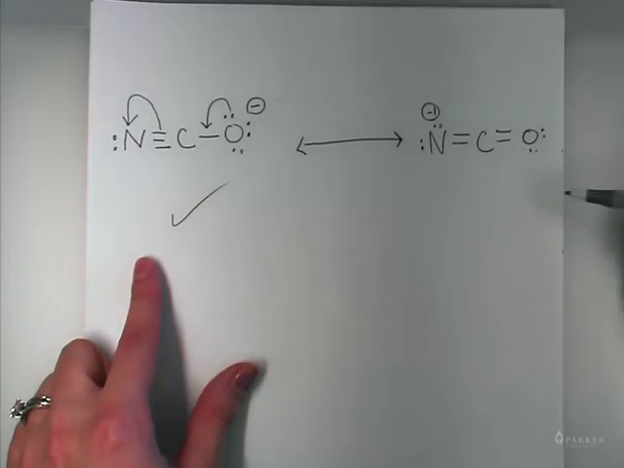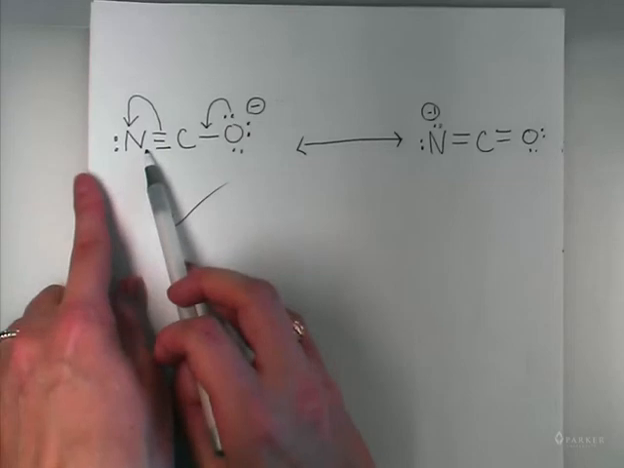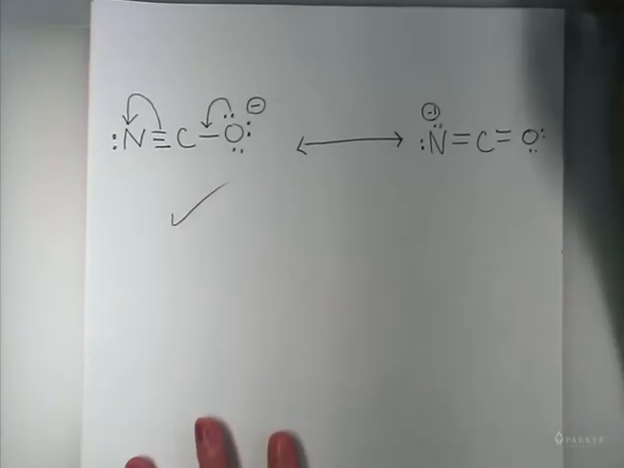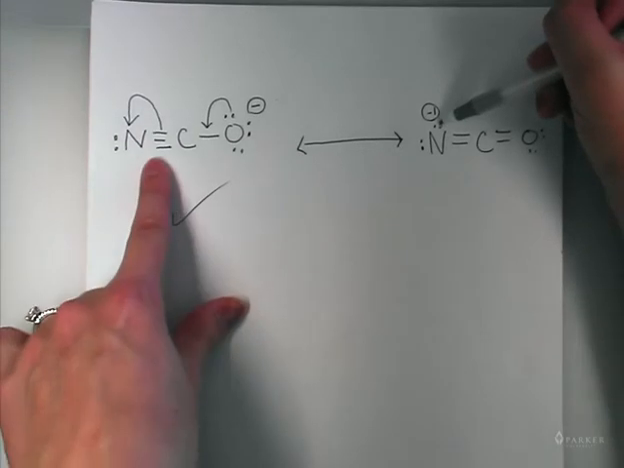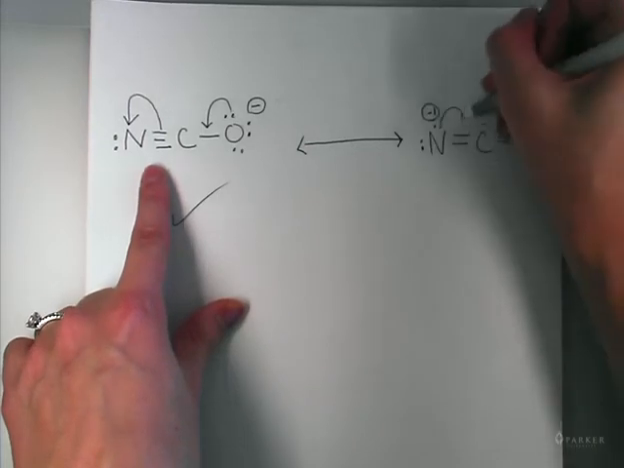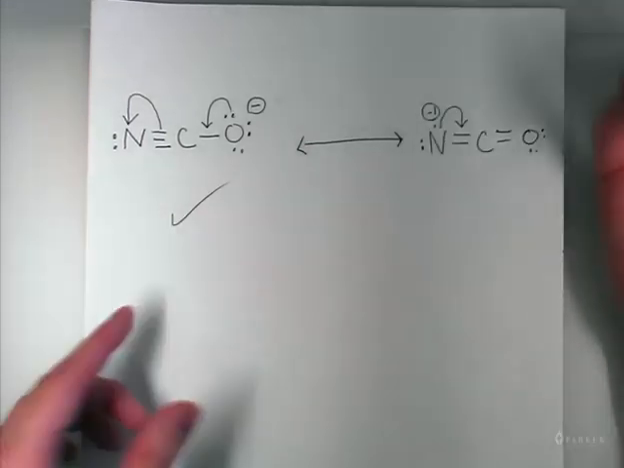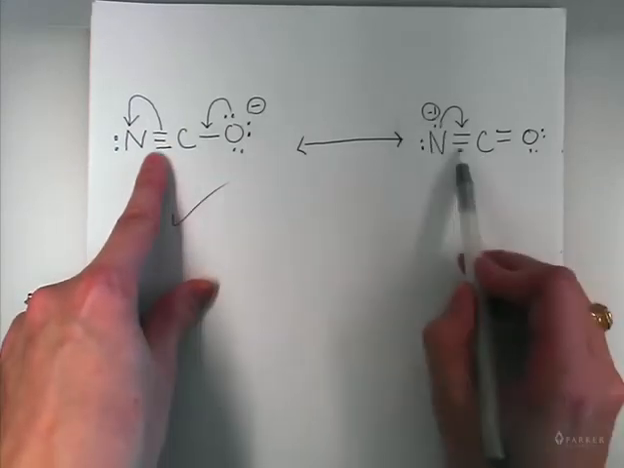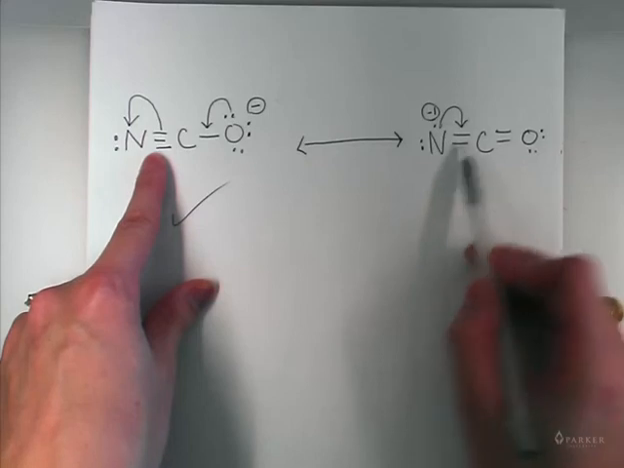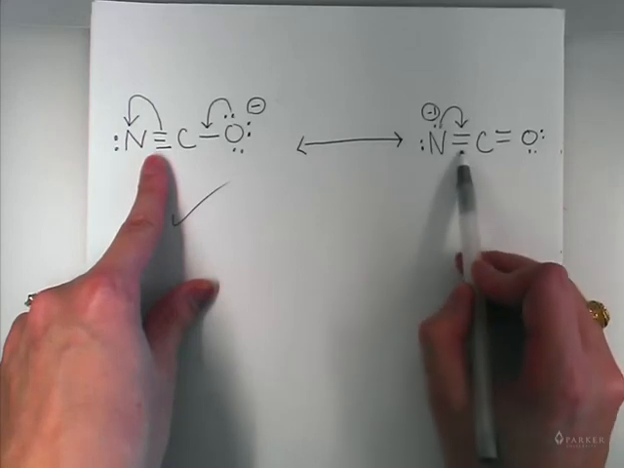Let's draw the arrows going backwards. Let's say we want to go back to this one. Okay? So if I start with this lone pair, to go to this structure, where do I move the arrow? Yeah, to the right to become a triple bond. Do you see that here I have a triple bond, but here I have a double bond. So I need to move that over to become a triple bond.